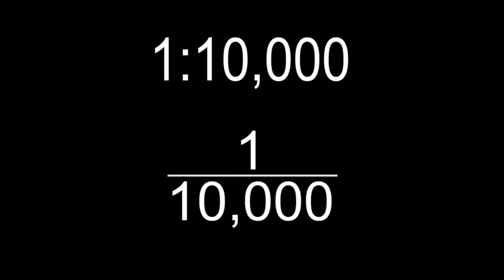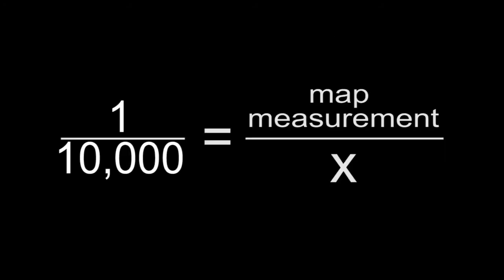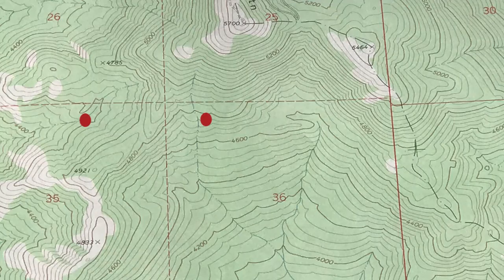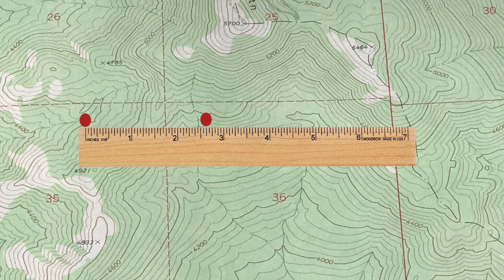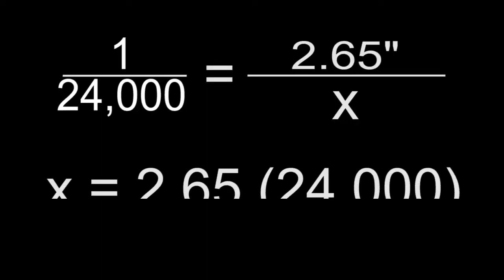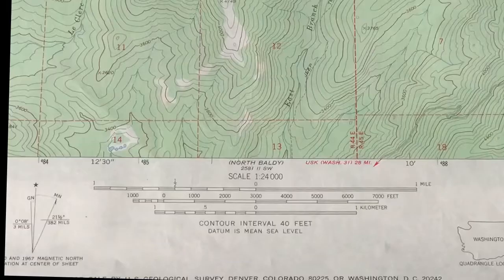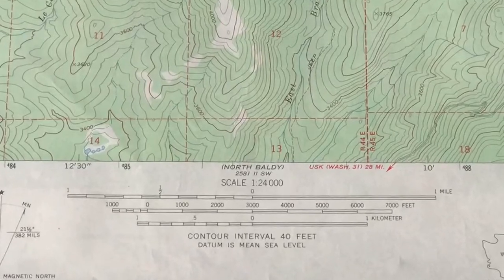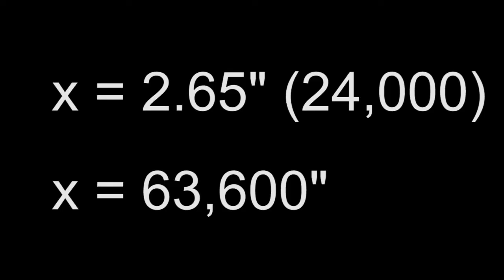Since scale is a ratio, and ratios can be expressed as fractions, we can set up an equation to solve for x. On this map, we have two points, and if I use my ruler, I see that they're slightly greater than 2.5 inches. They're actually 2.65 inches apart. We'd take the 2.65 and we'd multiply it times 24,000, which is our scale. 1 inch equals 24,000 inches. We come up with an answer of 63,600 inches.